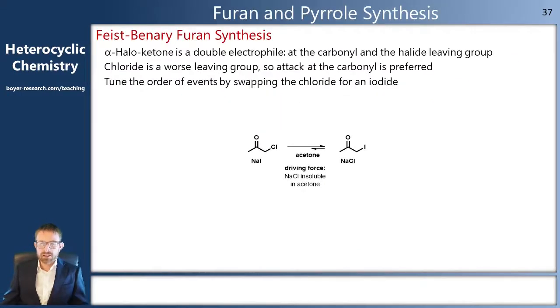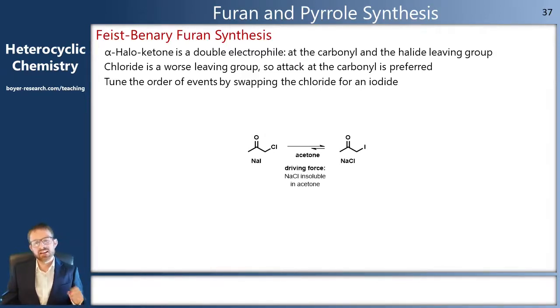So if we look at our alpha haloketone, that contained two sites of electrophilicity. We had the ketone and the chloride. In this reaction, we saw it was the ketone which reacted first because that's a better electrophile than the chloride. However, we can change the order of events.